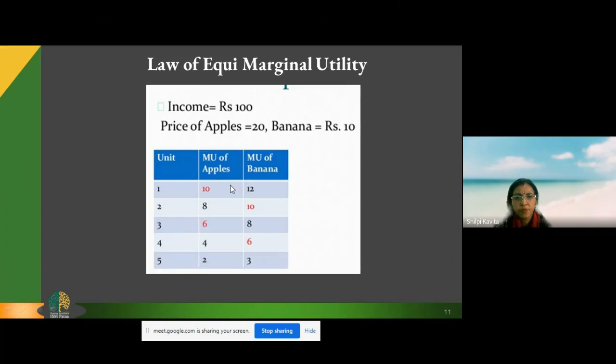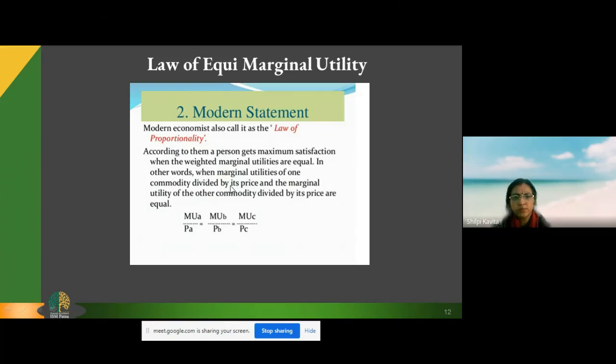Now, in the modern statement, as I told you earlier, the price of the commodities has also been taken into consideration, and it is also practical, because whenever we exhibit our purchasing behavior, our income, that is our purchasing capacity, along with the prices of goods and services, is also equally important. So this law, the modern statement, is also called the law of proportionality, and according to them, a person gets maximum satisfaction when the weighted marginal utilities are equal.